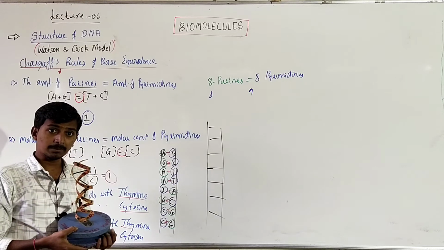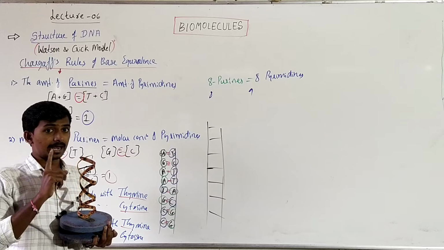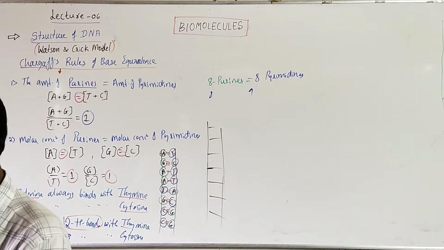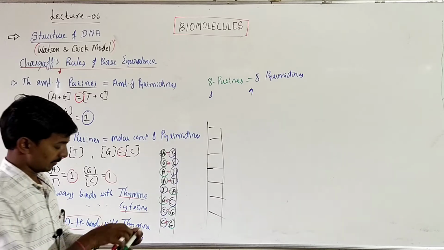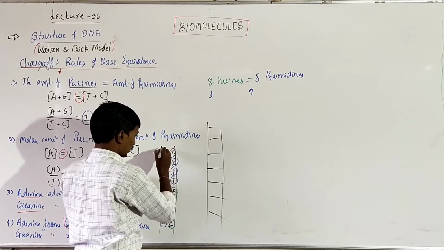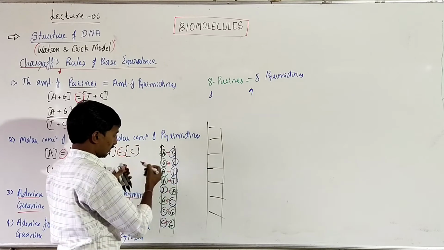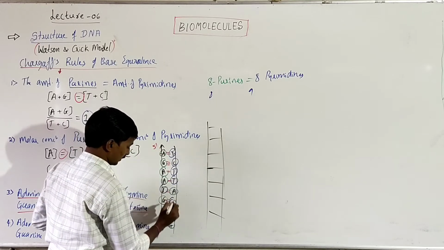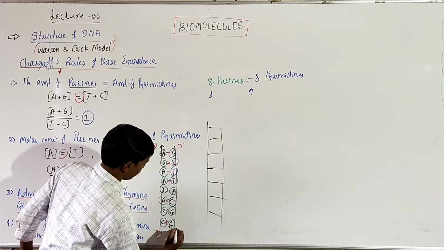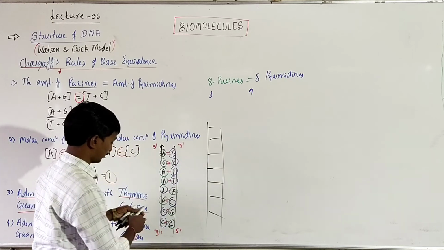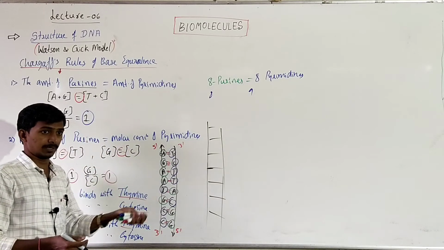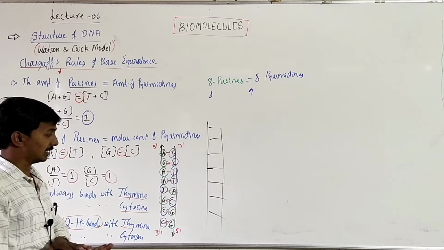But remember, the 2 strands are anti-parallel. I said yesterday, the 2 strands are anti-parallel. If one is running in upward to downward direction, when we consider this as 5 prime, this as 3 prime, then this will be 3 prime and the other will be 5 prime. Okay, I'll tell you what is 5 prime, 3 prime later on while discussing the DNA structure.